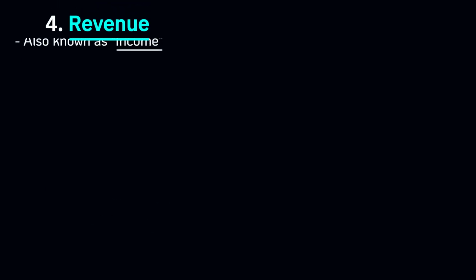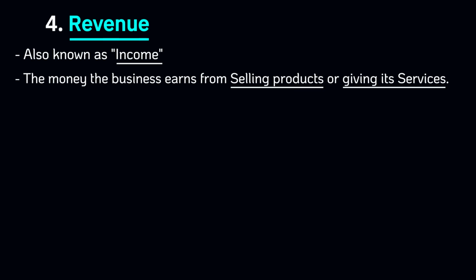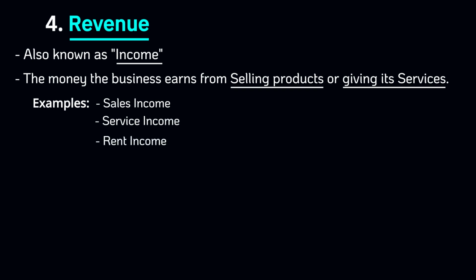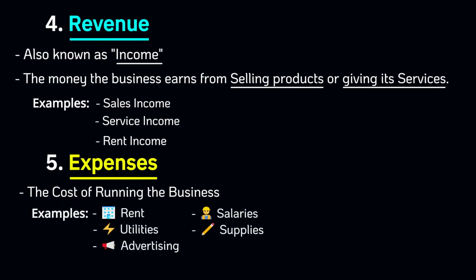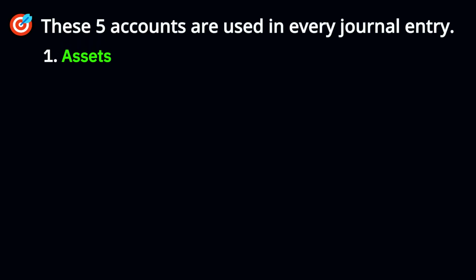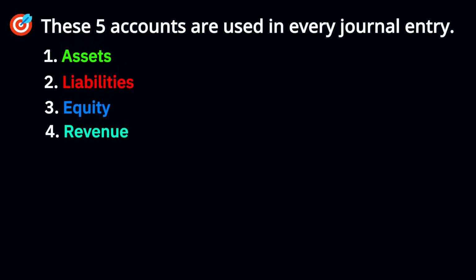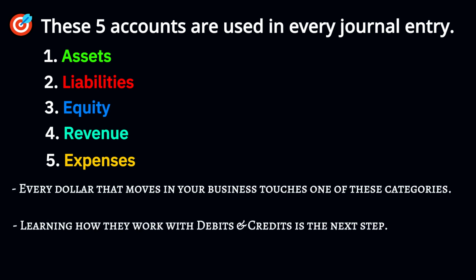Revenue or income is the money the business earns from selling products or services. Some examples of revenue are sales revenue, service income, and rent income if the business rents out property. Expenses are the costs a business has to pay to run or operate. Expenses include rent, utilities, advertising, salaries, supplies, and etc. These 5 account types help us organize every business transaction, and they tell us which accounts to debit or credit using the double entry system.